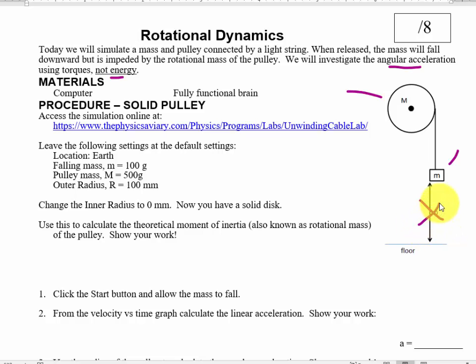Now we do not care so much about the height, and what we're going to do is use the same settings that we had before. We're going to decrease the inner radius to 0 millimeters. Lots of copy and paste here, by the way. And we're going to create a solid disk. We're going to calculate the theoretical moment of inertia, and you did that in your previous lab, so I'm not going to bore you with that.